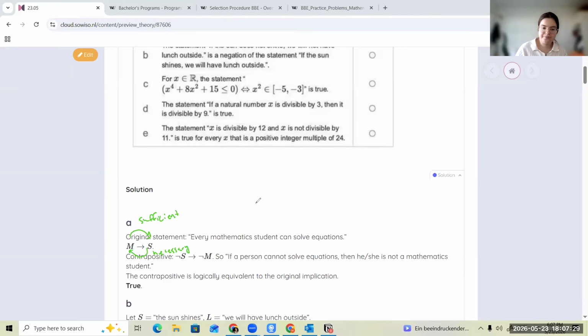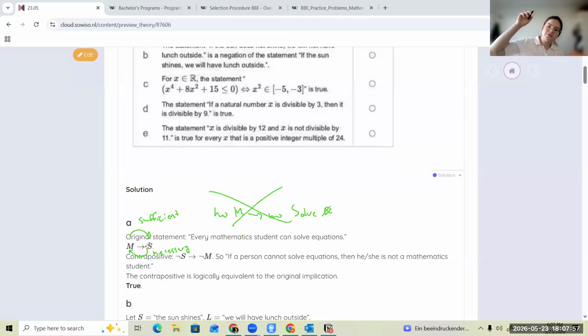So here, if we just say no M, therefore no S, this would be wrong. This is not correct, because being a mathematics student guarantees that you can solve equations, but you can solve equations for other reasons apart from being a math student. So if the math student condition doesn't happen, this is not affected by it.